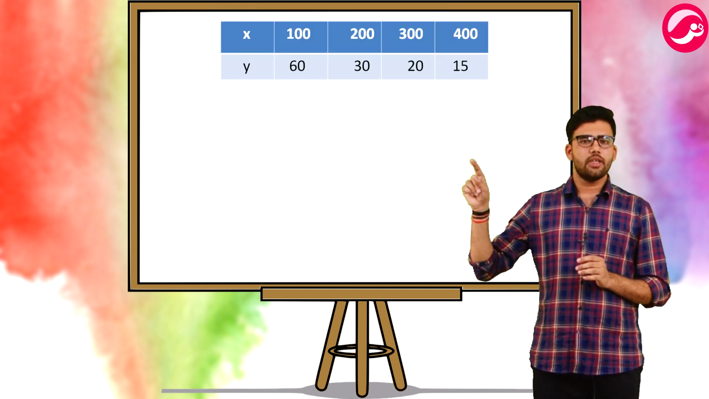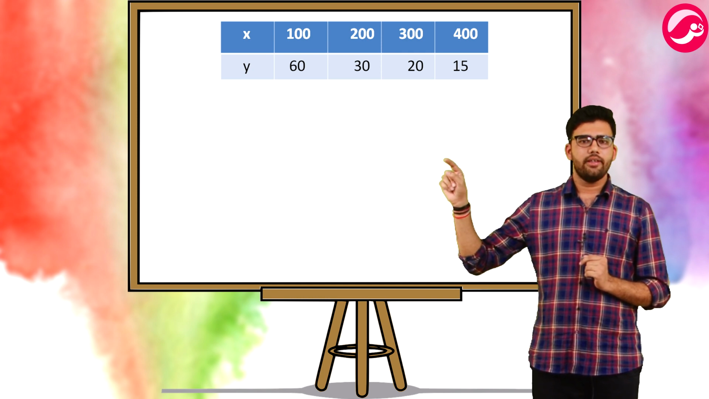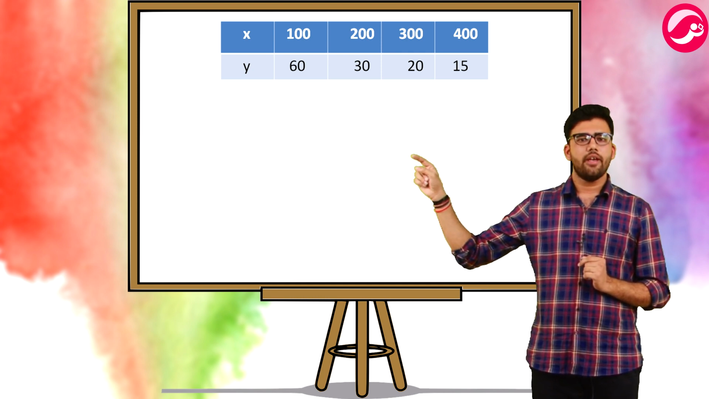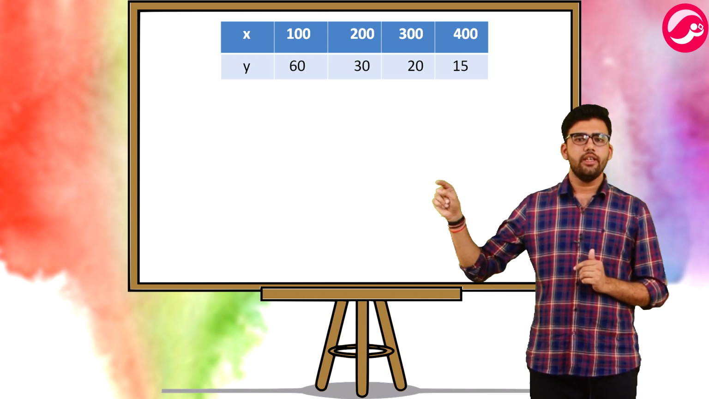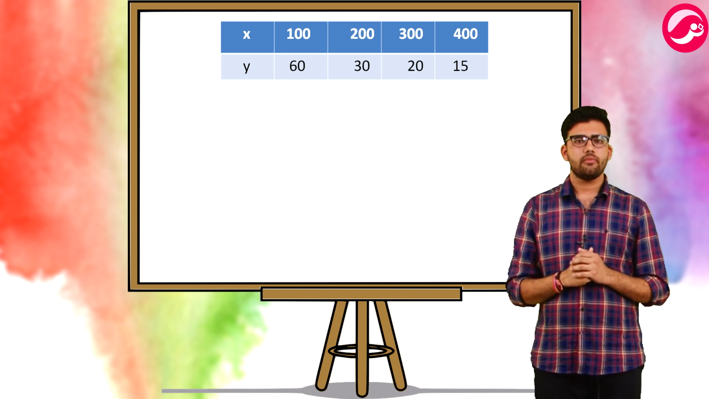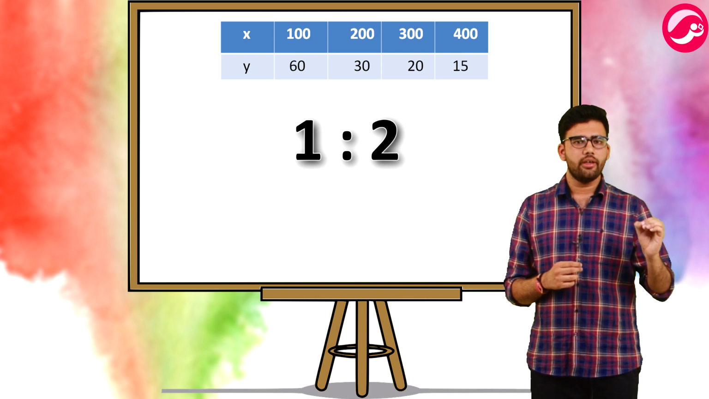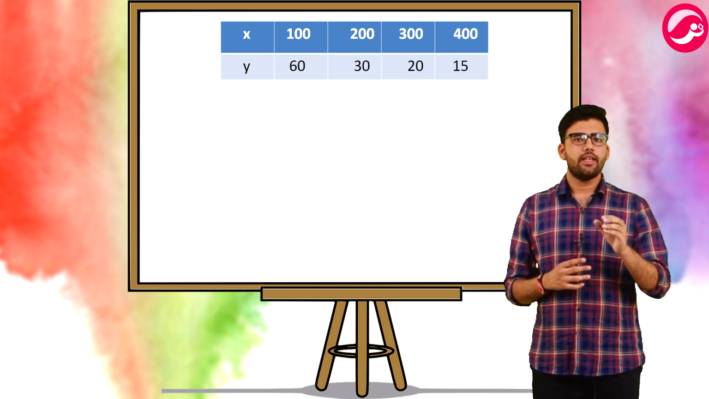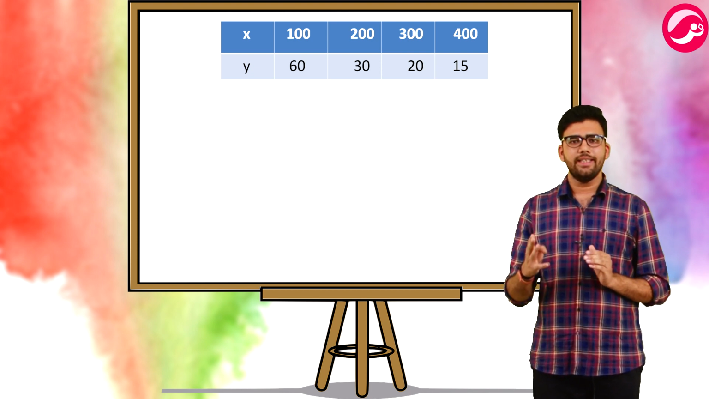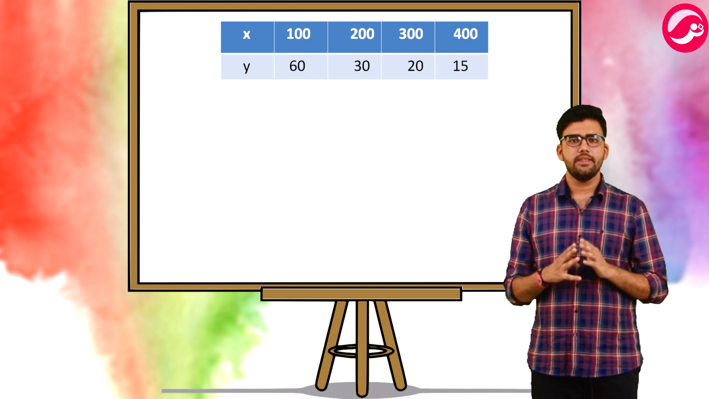Here, you will observe a table. x and y values are given. The values of x are 100, 200, 300 and 400. And the respective values of y are 60, 30, 20 and 15. The ratio by which x increases when going from 100 to 200 is 1:2, and the ratio by which the corresponding value of y decreases from 60 to 30 is 2:1. This means that the two ratios are inverse to each other.